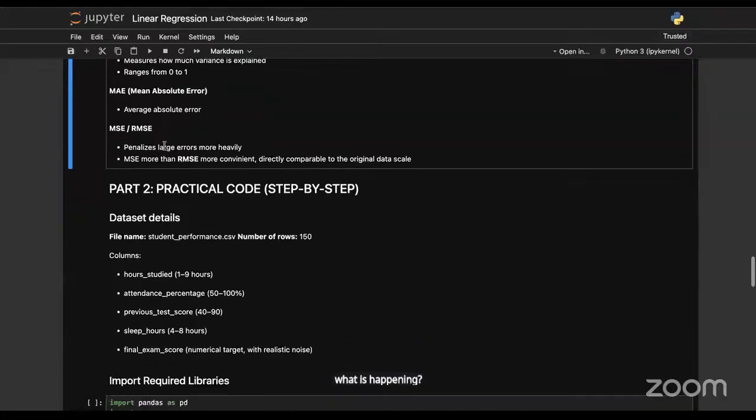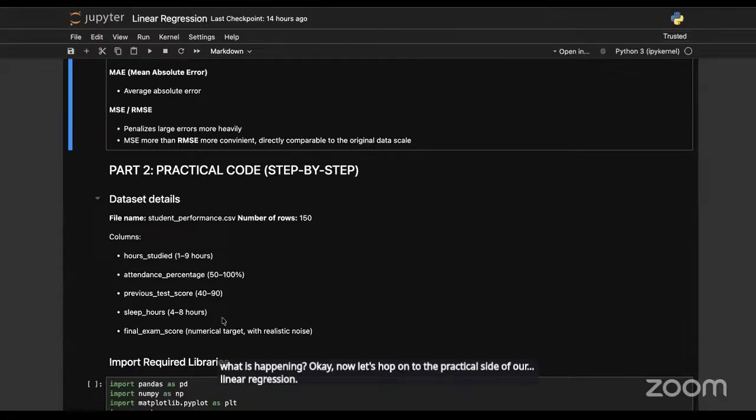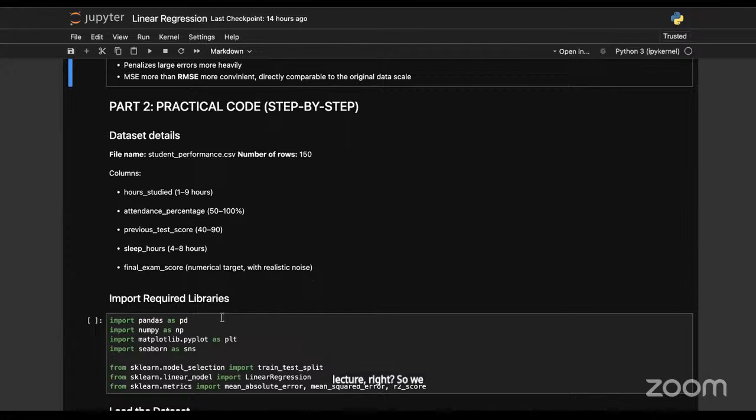Okay, now let's hop on to the practical side of our linear regression lecture. We're going to be working with a data set. It is student performance, right? Those columns include the number of hours they studied, which ranges between 1 and 9 hours; the attendance percentage, which ranges between 50 and 100%; previous test scores, which range between 40 and 90; the sleep hours that range between 4 and 8 hours; and final exam score, which is basically our numerical target.